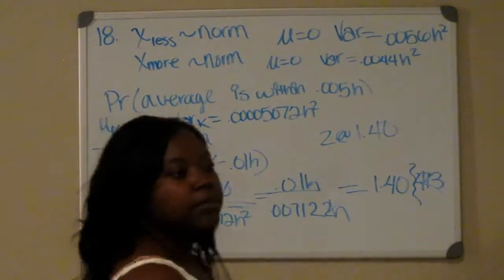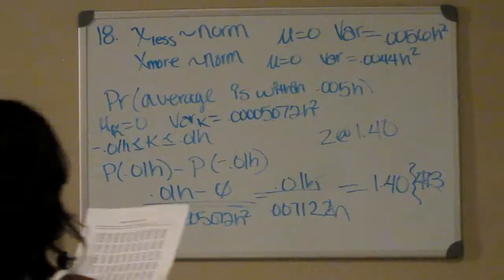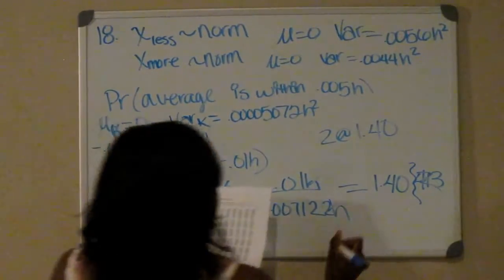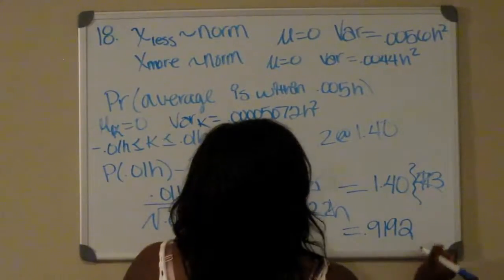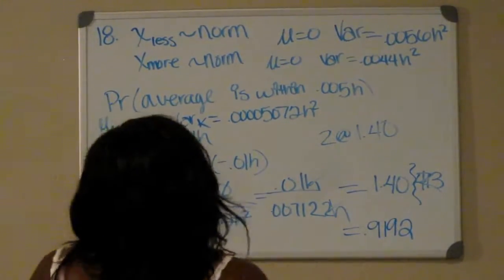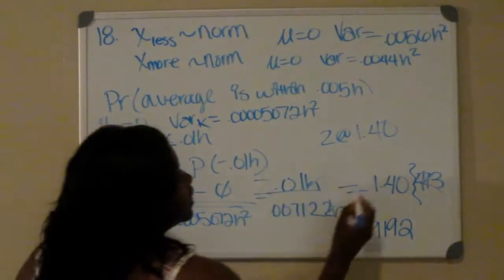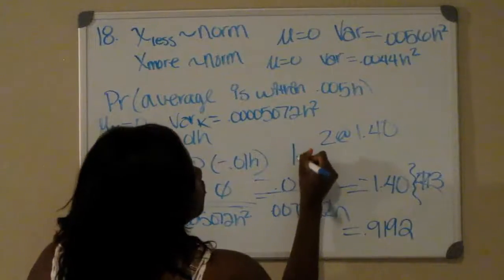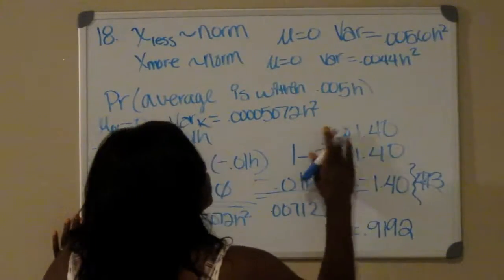Now, I'm going to cut this video and I'm going to run and get my z-chart. Alright, z at 1.40, I got it equals 0.9192. Alright, so now let's say we have plugged in this negative. This would just be a negative. So we'd have 1 minus z at 1.40.